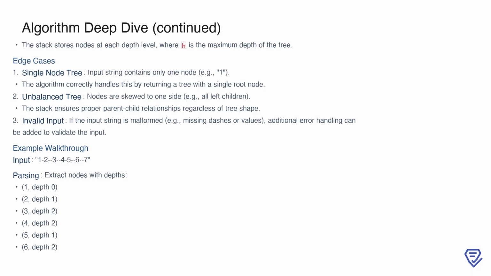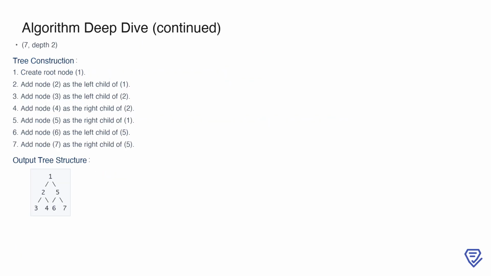To illustrate the algorithm, let's walk through an example. Consider the input string 1 2 3 4 5 6 7. The parsing step extracts nodes along with their depths: 1, depth 0; 2, depth 1; 3, depth 2; 4, depth 2; 5, depth 1; 6, depth 2; and 7, depth 2. With the parsed nodes ready, we proceed to construct the tree.